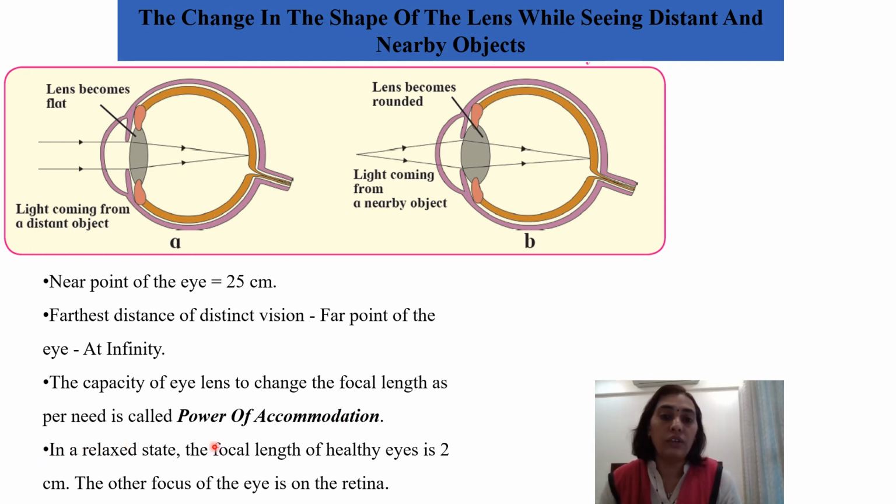In relaxed state, the focal length of healthy eyes is 2 centimeters. The second focus F2 lies on the retina. We have already seen that the point where the rays converge is the second focus, which lies on the retina. I hope you have understood this part, that is, the change in the shape of the lens while seeing distant and nearby objects.